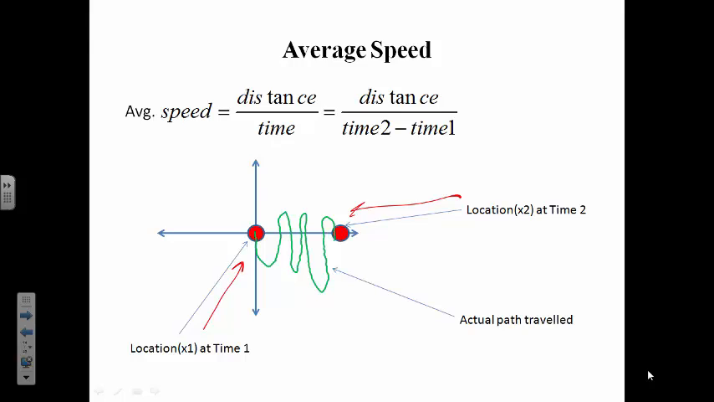And notice that time will always be positive. You can never have a negative time, because you will always start, let's say, with time 1 as some number, and time 2 is some number that's larger because time has passed. So remember, time is always positive. And our distance, by definition, will always be a positive number. So our average speed is the total distance we traveled divided by the time, and that gives us our average speed, which will be a positive number because both distance and time are always positive.